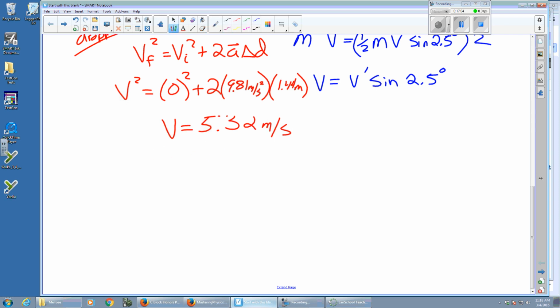So that's how fast it's going before the explosion. That's my V. So if I want my V prime, all I gotta do is solve for it.